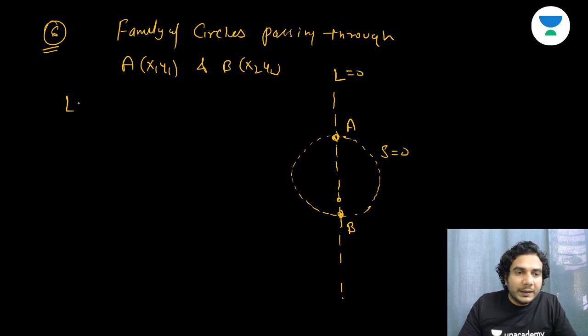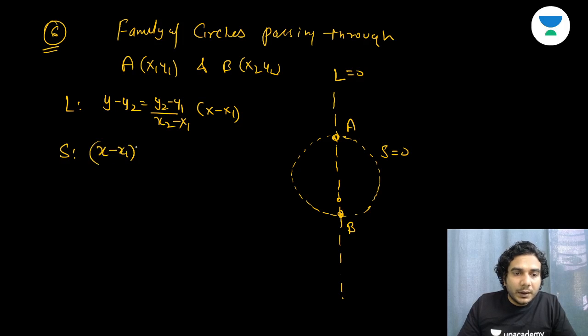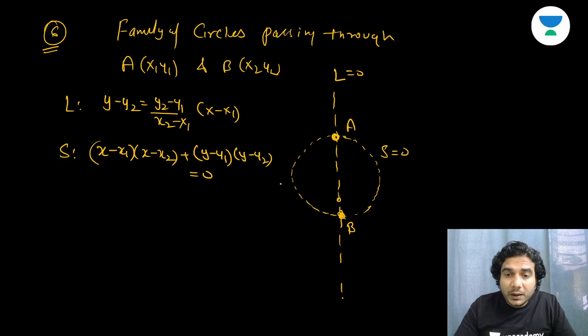So line we know, line is simple. Line passing through two points: y minus y1 is equal to (y2 minus y1) upon (x2 minus x1) into (x minus x1). This is the line. And a circle you can write (x minus x1)(x minus x2) plus (y minus y1)(y minus y2). Which circle is this, by the way? This is a circle whose diameter is AB, okay? So I've chosen a circle now using A and B as the diametric endpoints.